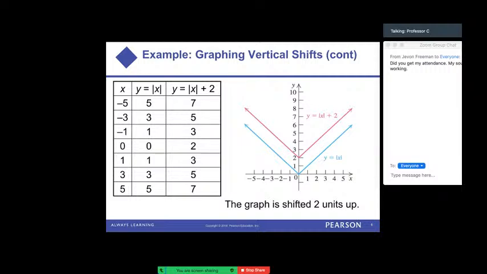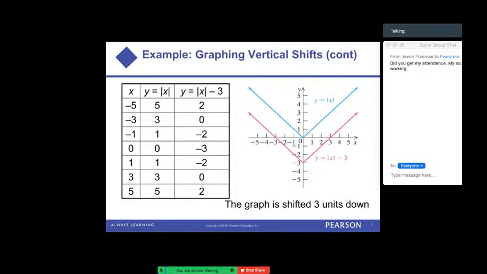You could type it into the chat. So if we were to subtract 3 on the outside, we can anticipate the graph to move down, the opposite. So here it is. We choose several values of x.